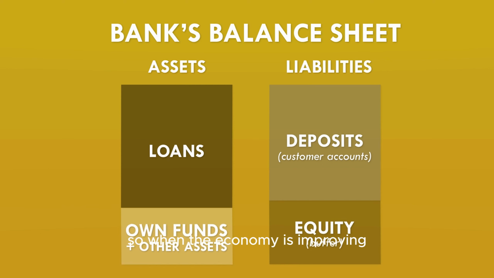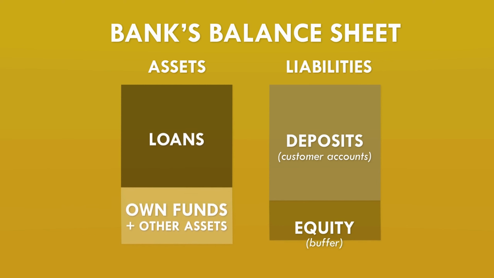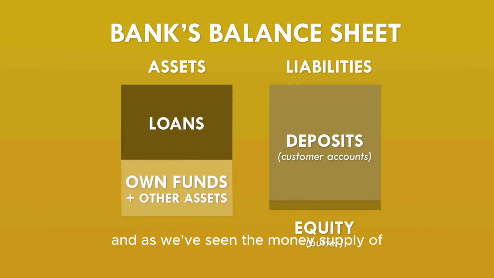So when the economy is improving, the ability of banks to lend will also increase. This leads to them lending more, making more profits, and further increasing their ability to lend. In other words, capital adequacy requirements don't limit the ability of banks to create money when the economy is doing well. However, they do limit the ability of banks to create money when the economy is doing badly. And as we've seen, the money supply of the nation is dependent on the lending of banks, which means that the capital buffers make the instability in the money supply even worse.